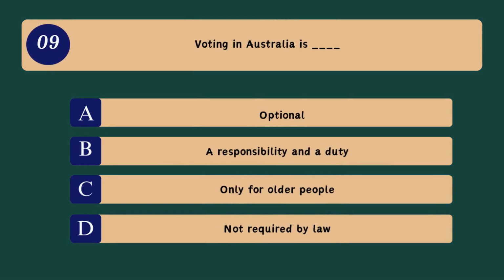Question 9. Voting in Australia is A. Optional, B. A responsibility and a duty, C. Only for older people, D. Not required by law.